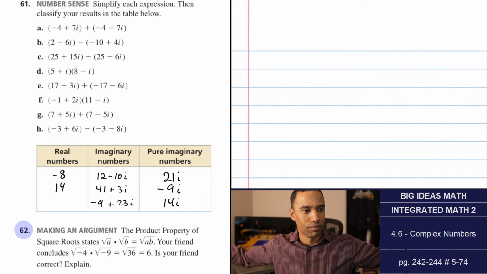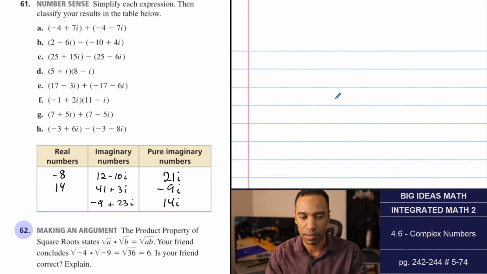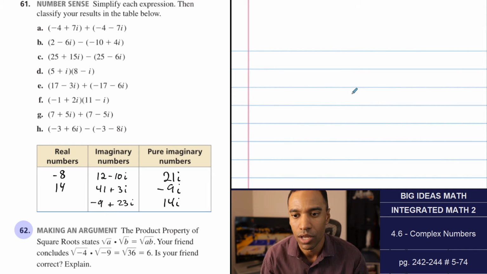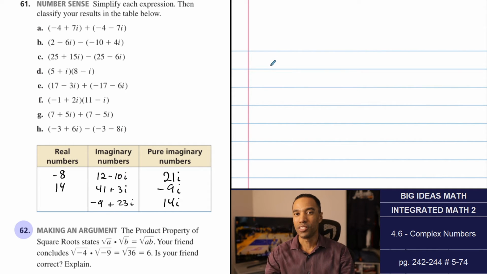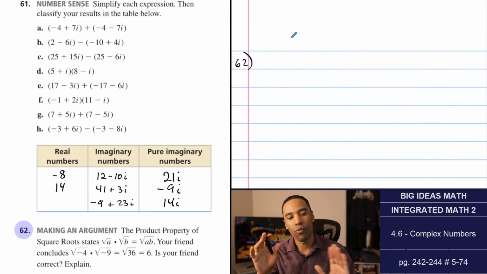Hope we're good. Okay, number 62. Making an argument. The product property of square roots states the square root of a times square root of b is root ab. I agree. Your friend concludes square root of negative 4 times square root of negative 9 equals square root of 36 equals 6. Is your friend correct? Explain. Well, this is actually a good question. Because does it quite work in that way?